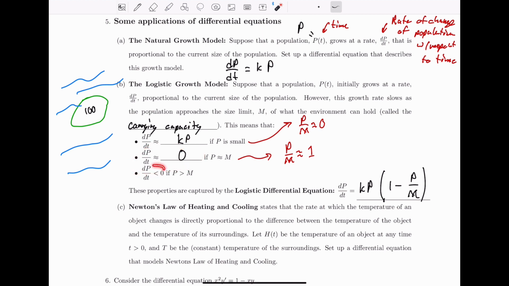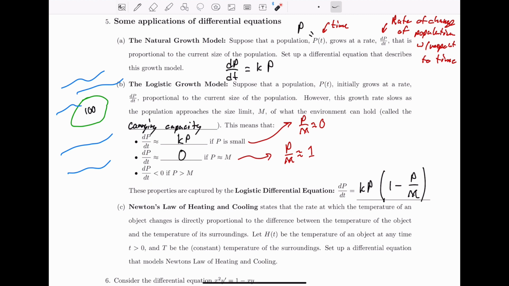Now, if the population is greater than M, then this fraction would be greater than 1, and we'd have 1 minus something greater than 1. I would have some negative quantity inside the parentheses. Negative times kP, that's negative. So if the population is greater than the carrying capacity, then we have a negative growth rate. That just means that the population is declining. So this differential equation is encapsulating all of these ideas here for the logistic growth model.